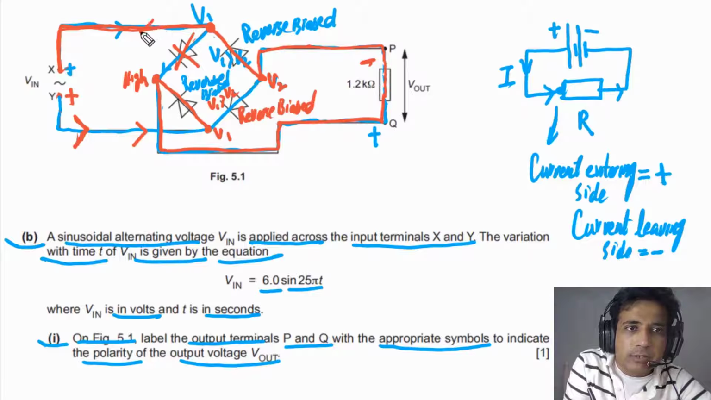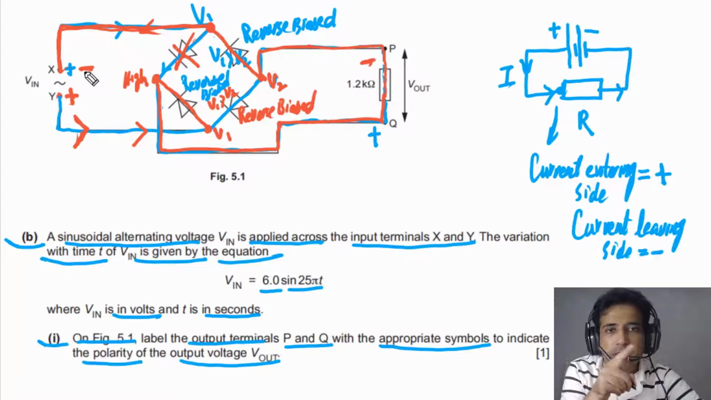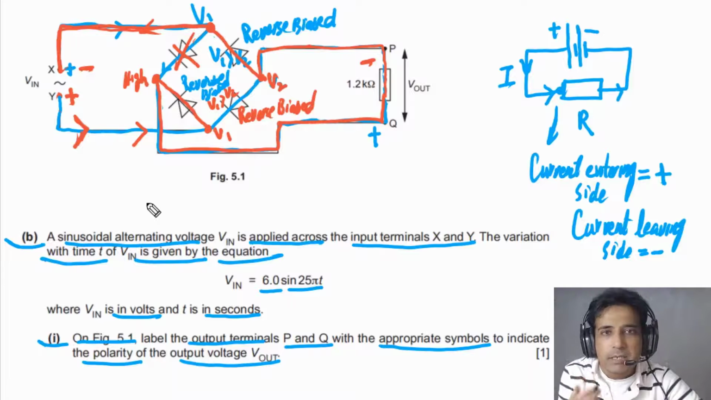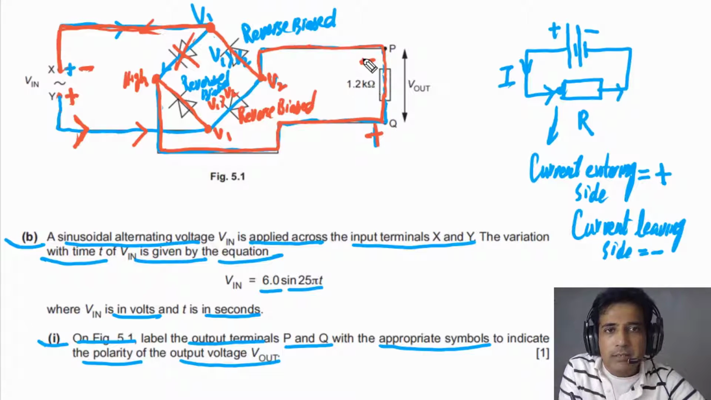So current cannot pass through this diode. That's the reason current will go this way, meaning current will go towards the negative terminal. So when this is positive, this is negative, and when this was positive, this was negative. Now we are talking about when this side is positive, so this side is negative. So this is how current will flow. For the sake of this question, you need to mark this side positive and this side negative.